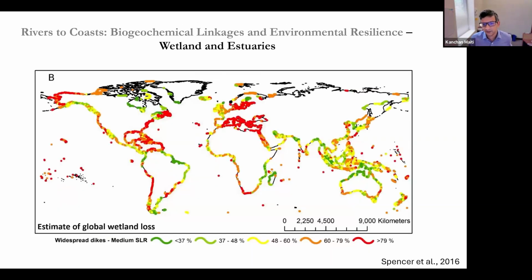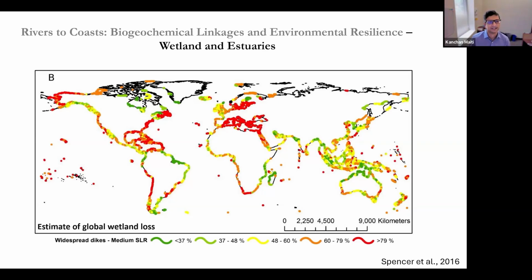And obviously, this is the area where a lot of action is happening. And you can see in this figure, the red areas are where we lose 80% of the wetland by the end of the century. So that means a lot of carbon is going to be processed, lost, moved to different species as it flows out to the coastal ocean. And this is what all our talks will be focused on today.